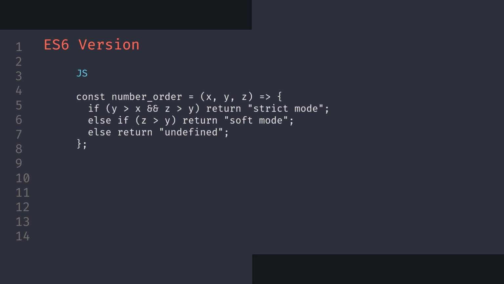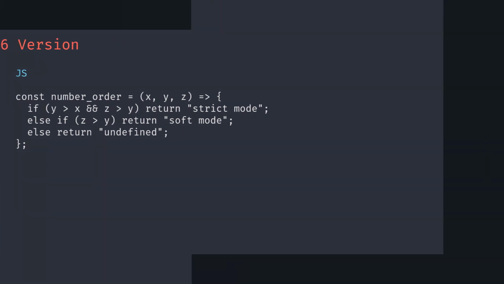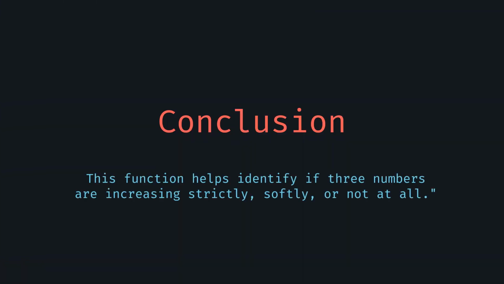Here's the ES6 version of this function, using arrow functions syntax, providing a concise format while keeping the logic the same. In summary, the number order function is versatile for assessing sequences, making it easier to categorize number sets into strict, soft, or undefined modes.